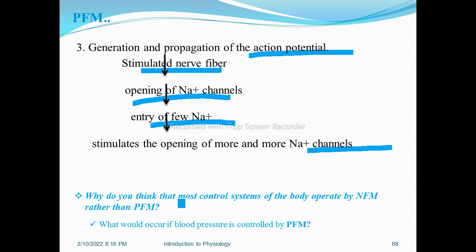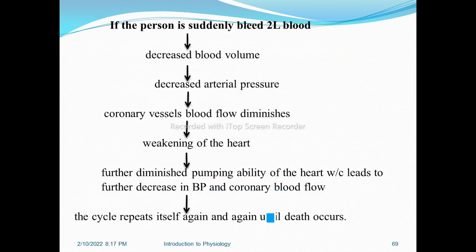Why do you think most control systems of the body are operated by negative feedback rather than positive feedback? What would occur if blood pressure were controlled by positive feedback? If blood pressure increased, it would keep increasing more than needed, above 140/90, so severe hypertension would arise and the person could die because of it. Our body systems mostly use negative feedback because it is compensatory and homeostatic. If it is back to normal, it stops, whether it was decreasing or increasing. So negative feedback mechanism is very important.